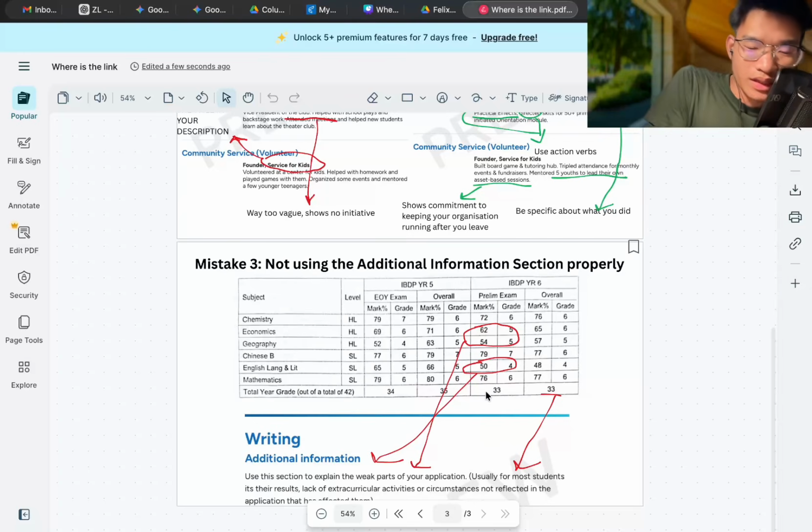Never mind. The third mistake that students make is they don't use the additional information section properly. What I mean by that is, as you can see, my grades were not so good.